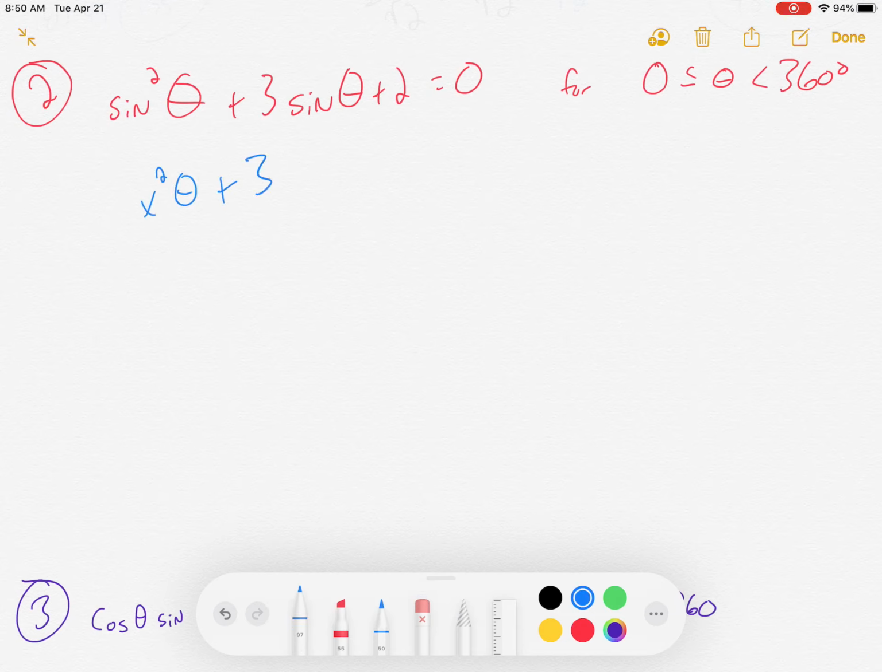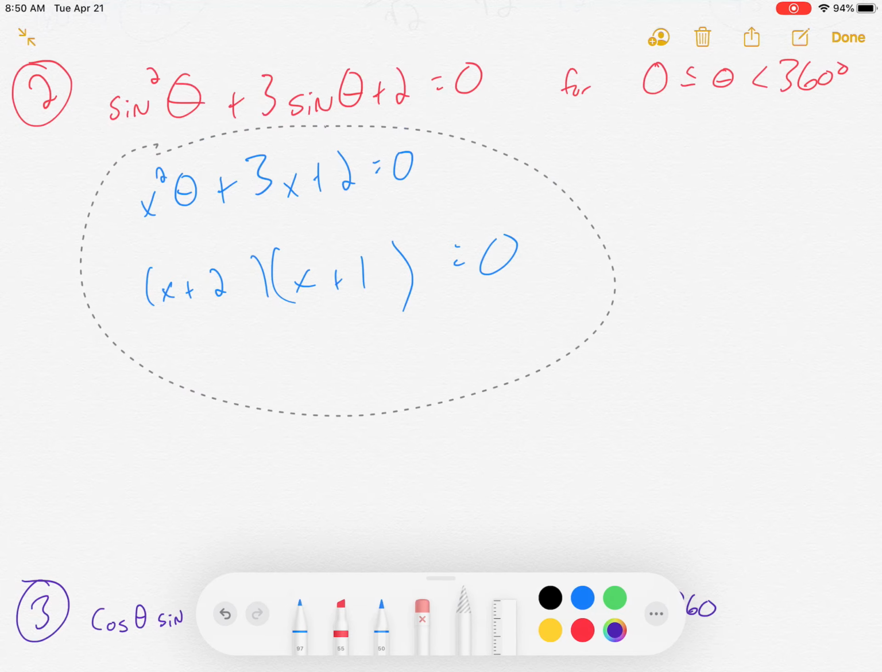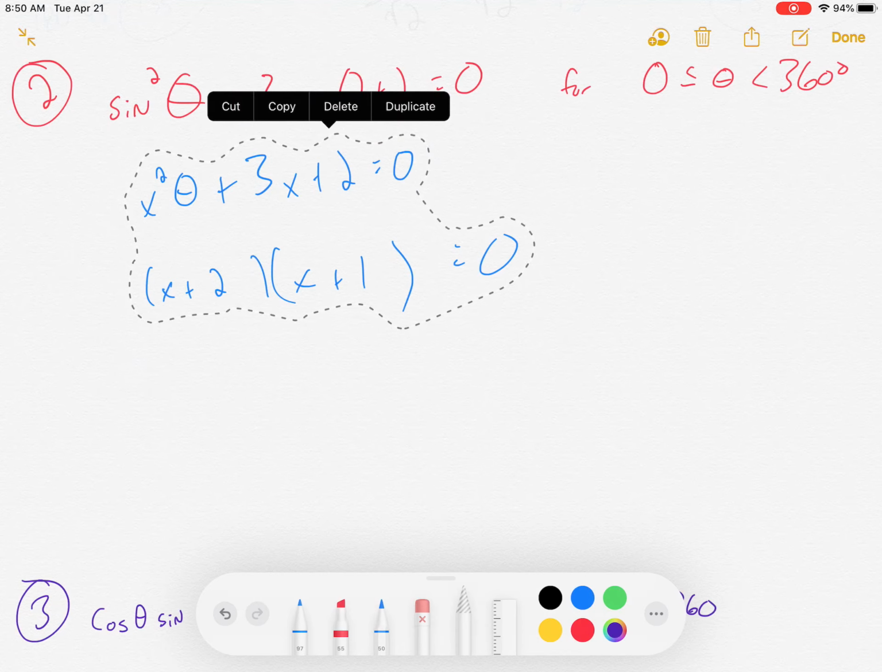What if I did this as x squared plus 3x plus 2 equals 0? How would you solve that? A lot of you would probably just go, well, what if I went like this? Numbers that multiply to 2 and add to 3, it'd be x plus 2, and it'd be x plus 1, and it'd be equal to 0, right?